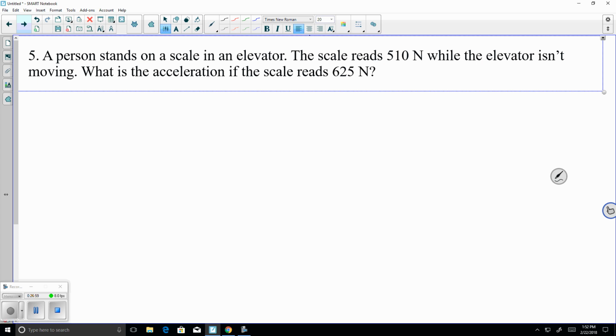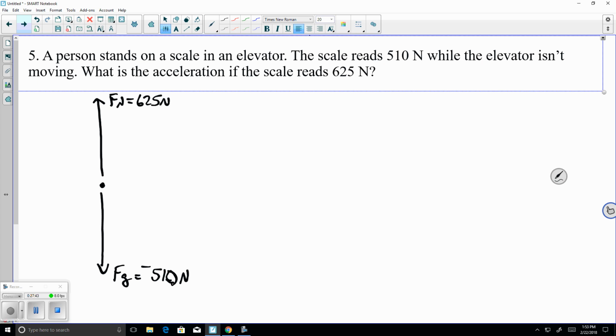So let's go ahead and do a force diagram for this. It's a person on a scale. Fg is equal to the normal force when the person's not accelerating, and so that's equal to 510 newtons. That's going to be downward, so that'd be minus 510. And we want to know what it is when it's at 625. So that ends up being our normal force. So what the heck is the acceleration when our normal force is 625 newtons? We needed the force when it wasn't accelerating, so we knew the force of gravity. That's why we had that.